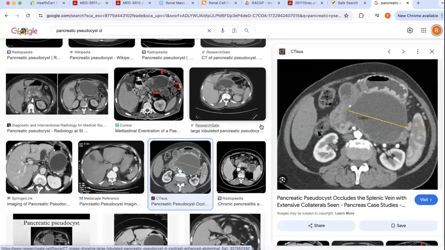So ideally you wait for 6 weeks for the pseudocyst to resolve, because most of the time pseudocyst will not cause any problem. It will be totally asymptomatic. So normally we say if after 6 weeks the patient is still symptomatic, and the size of the cyst is more than 6 centimeters, then that will need a drainage.